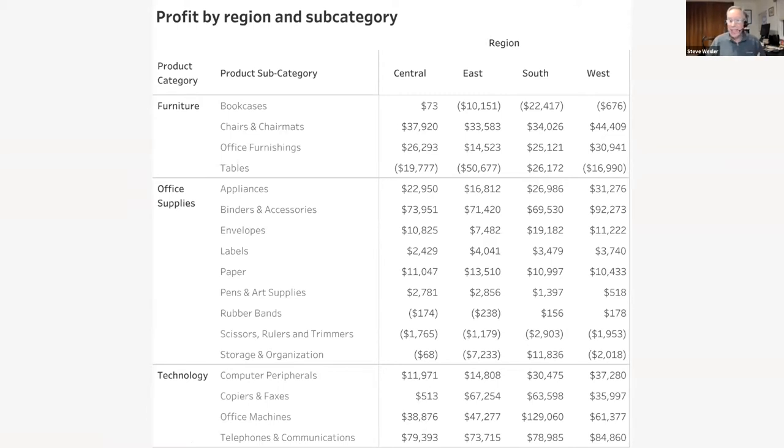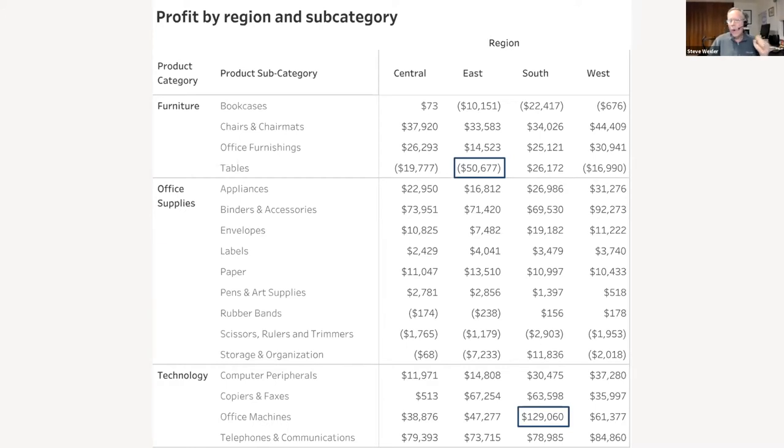Now realize you've got 17 different product subcategories and four different regions. This means you are going to have to scan 68 different cells, and you're going to have to look at them sequentially. The fastest person I've seen do this can do it in about 10, 12 seconds. It usually takes people about 20 seconds and about a third get it wrong. Well, the correct answer is tables in the east is lowest and office machines in the south is highest.